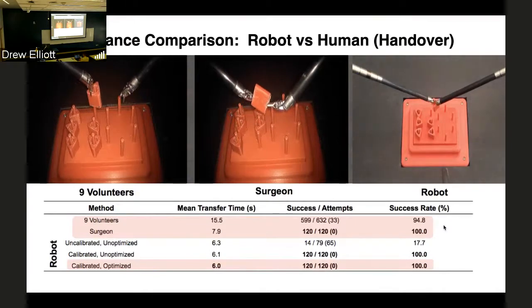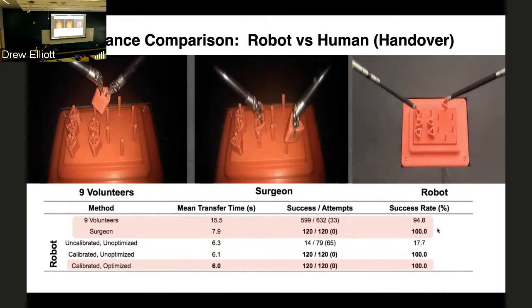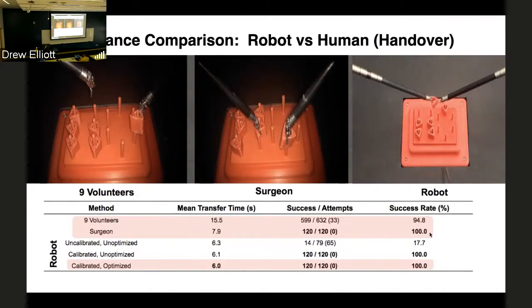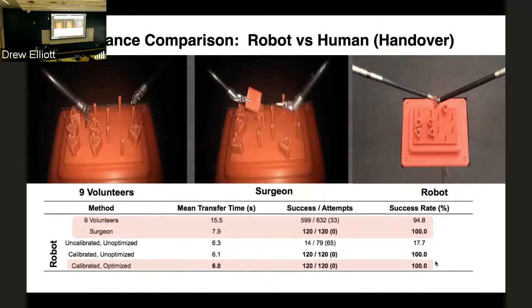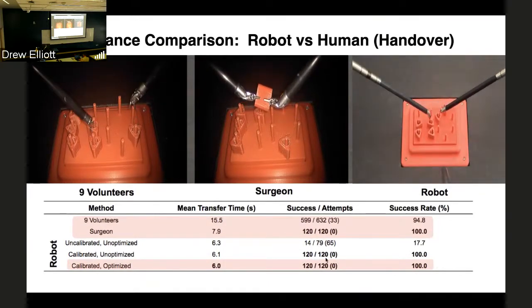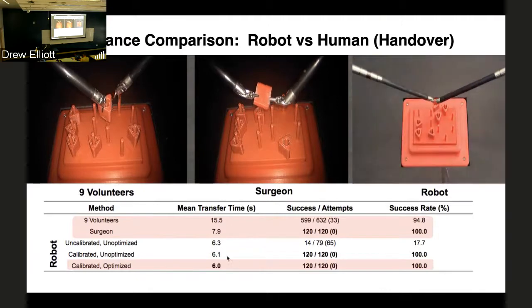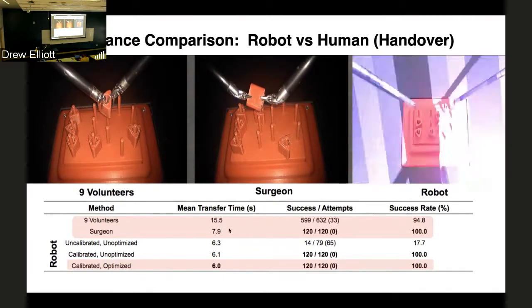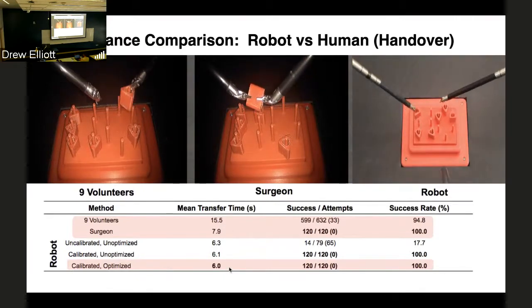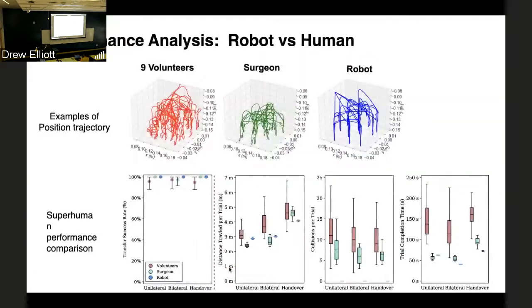And again, Minho's engineering is really at the core of this. He was able to get the success rate up to 100%, out of 120 trials, every single one working. And the transfer time is actually slightly faster than the human surgeon. So this is actually very, very illustrative.